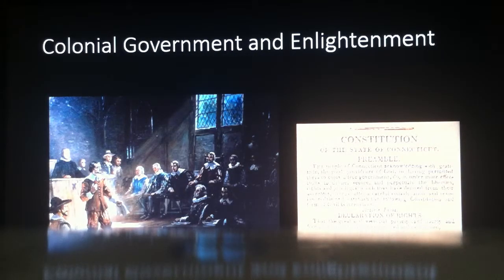Colonial government. Much of colonial government is based off of Parliament. Since the colonies were full of English, the only type of government that they knew was one similar to the English government. This was the way that most colonies functioned.